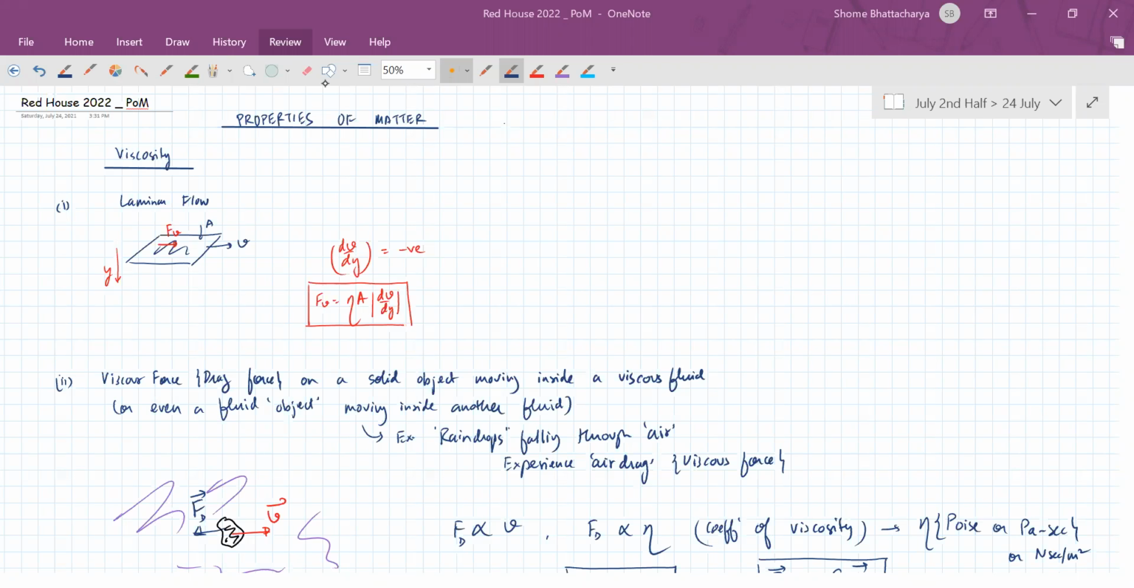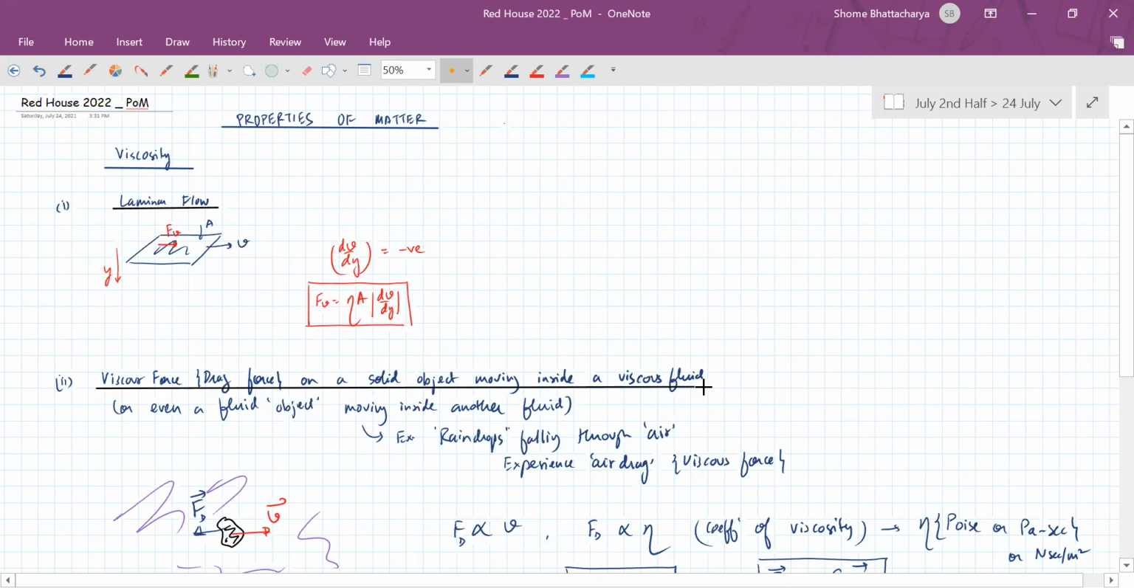So this is directly, I'm continuing from where we left off last time, which was viscous force in the case of laminar flow. And we had seen that example problem also. So that was viscous force in the case of laminar flow. Now we come to the second situation in which we observe viscosity, which is in this situation. It acts on a solid object moving inside a viscous fluid.